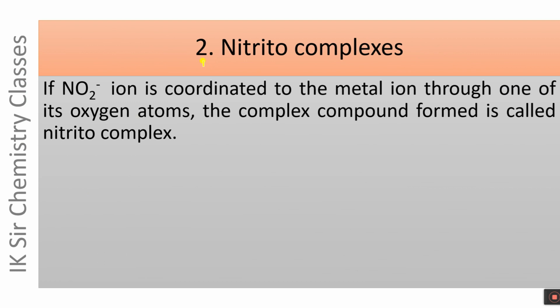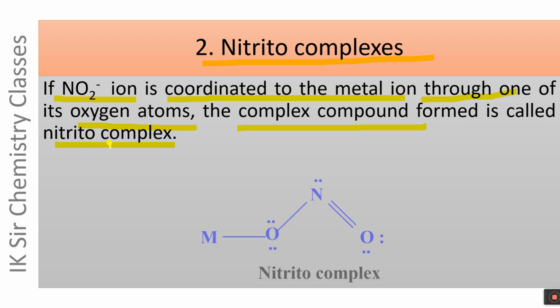Let us now consider nitrito complexes. If the NO2 minus ion is coordinated to the metal ion through one of its oxygen atoms, the complex compound formed is called a nitrito complex, and the nitrito complex is represented here.